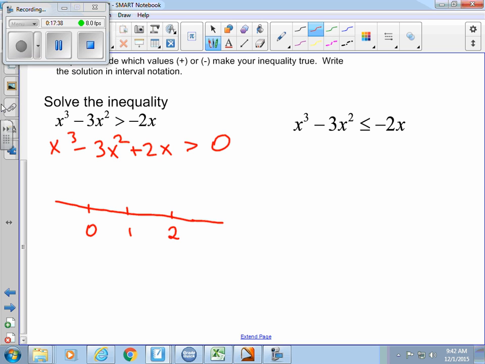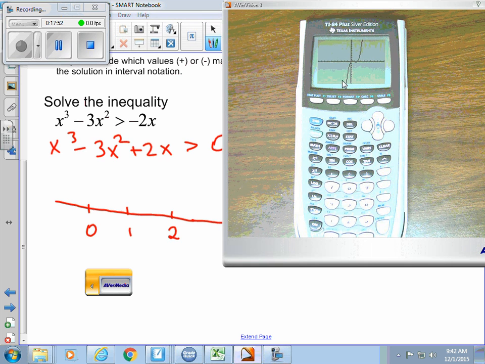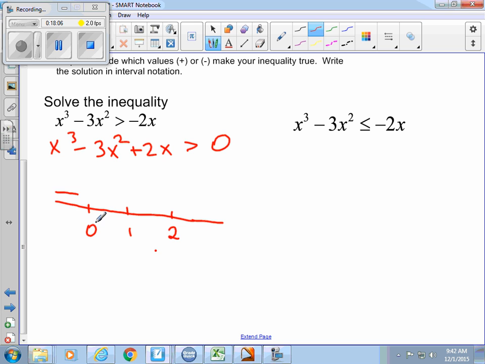Okay, before 0, I want to know if the function is positive or negative. 2 ways to tell. Go back to the graph for a second. To the left of 0, is this below 0 or above it? Below. Wouldn't that be negative? Okay, so that's one way to do it. I can say it's negative because it was below the x-axis. The other way to do it is plug in a point.